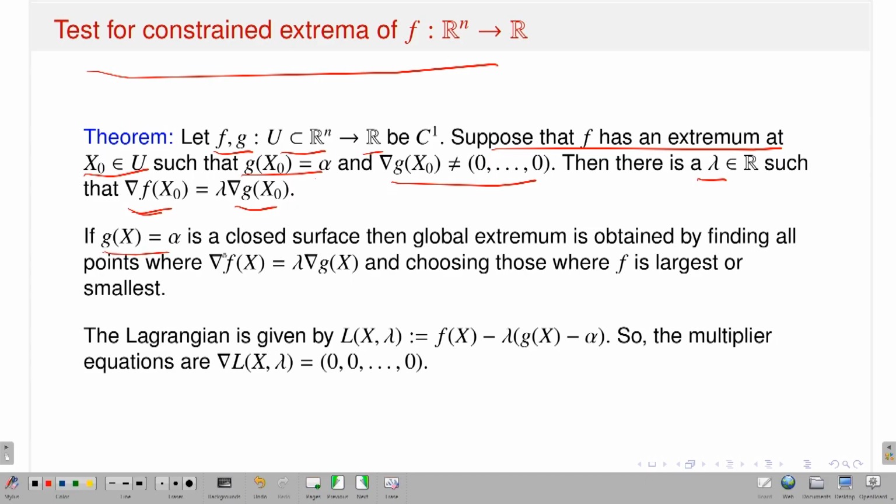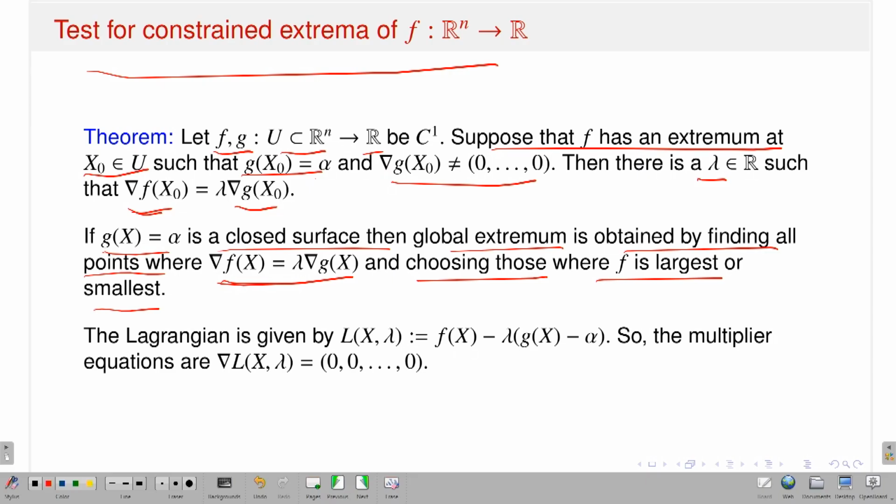Then, if g of x equal to alpha is a closed surface, the global extremum is obtained by finding all points where gradient of f(x) is equal to lambda times gradient of g(x), and choosing those where f is largest and smallest. So, that means the same thing. You have three equations: one comes from gradient of f at x equal to lambda times gradient of g at x, along with the fact that g of x is equal to alpha. Whatever points you get, these are the possible points, and you can choose where f is largest or smallest.